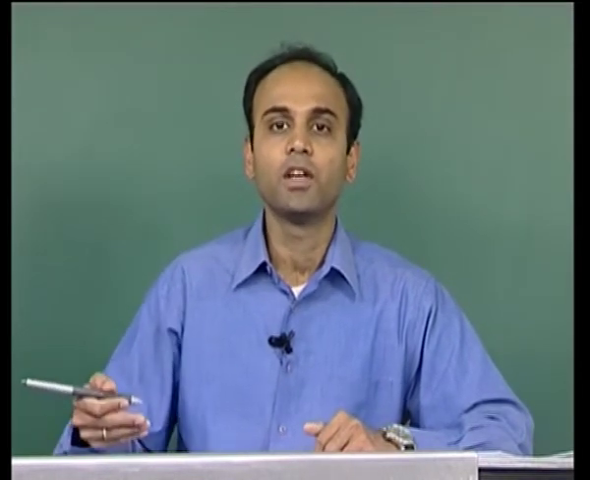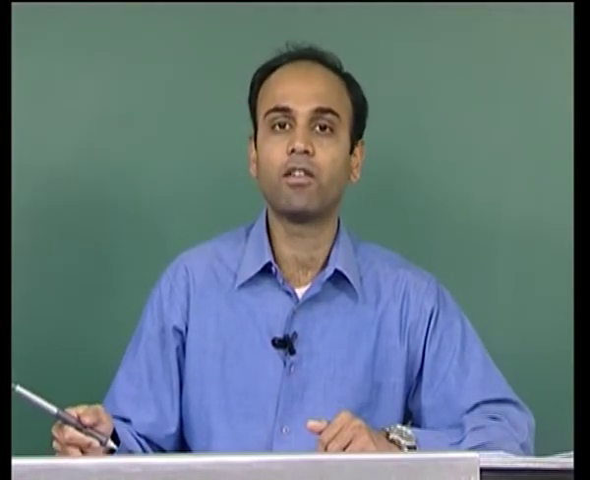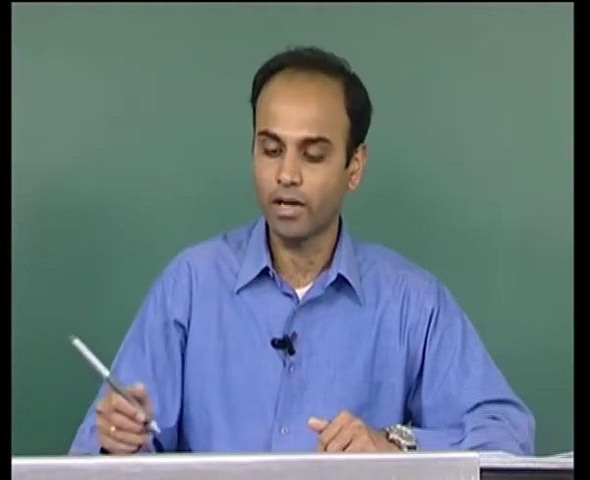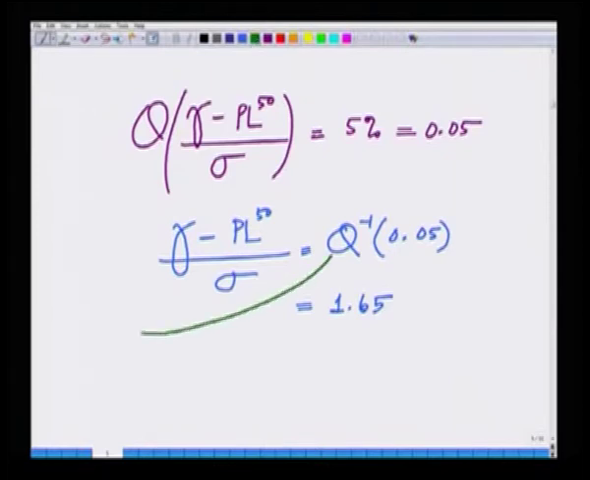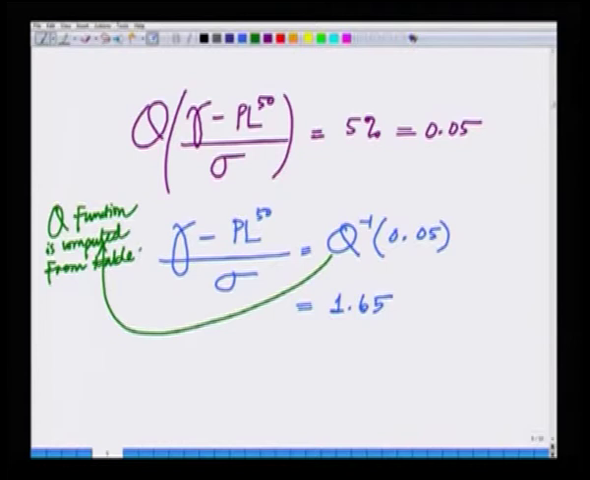The value of the Q function for different values is tabulated in the form of tables. From those tables you can read this value, Q inverse of 0.05. Alternatively, this can also be computed in MATLAB. So, this Q function is computed from the tables, all right.